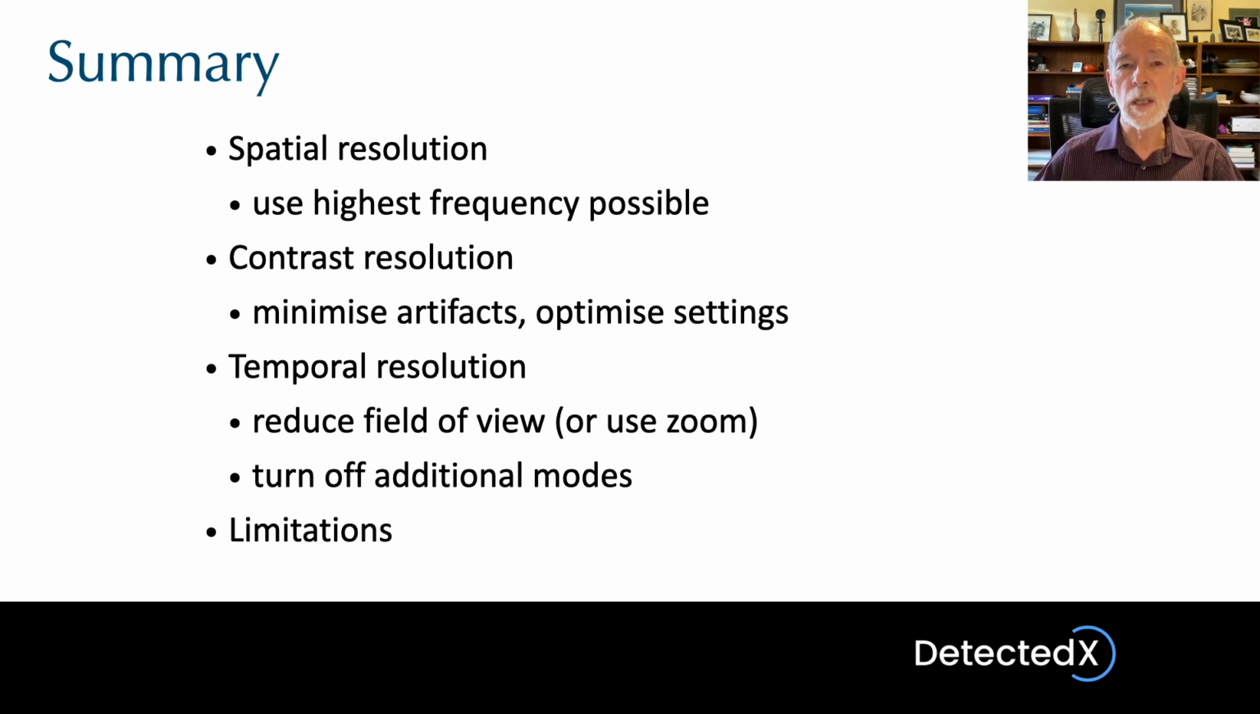Temporal resolution largely depends on frame rate, and the best way to improve it is to reduce the field of view or to use zoom and to turn off unnecessary additional operating modes so that you go back to just standard basic imaging. And then, of course, I've just reviewed those limitations.